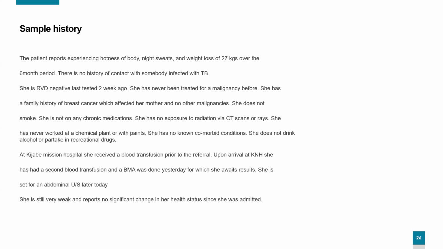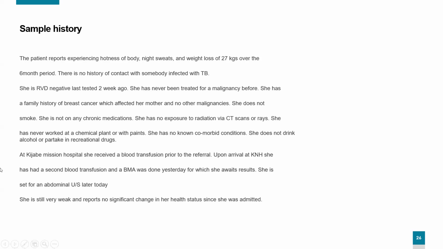The last part of the history. The patient reports experiencing hotness of body, night sweats, and unintentional weight loss of 27 kg over the 6-month period. There is no history of contact with someone infected with TB. She is HIV negative, last tested 2 weeks ago. She has never been treated for malignancy before, with a family history of breast cancer, which affected her mother, and no other malignancy.